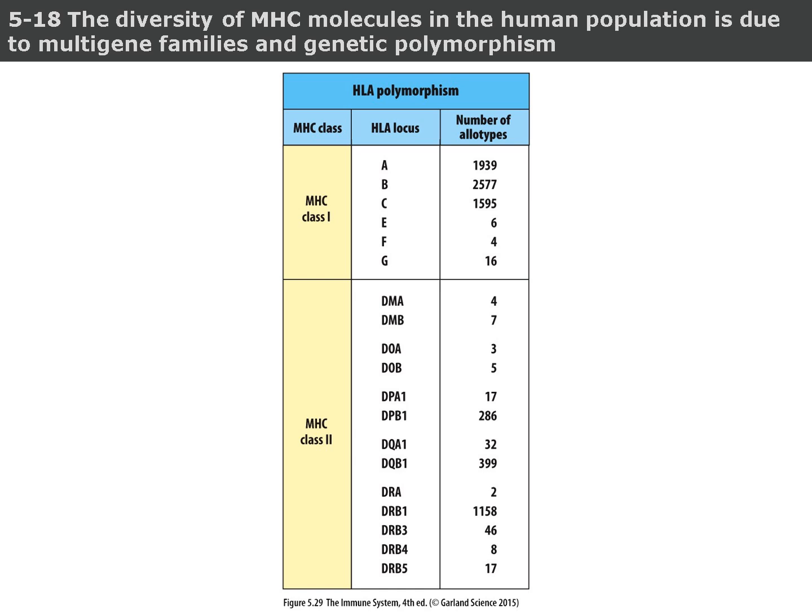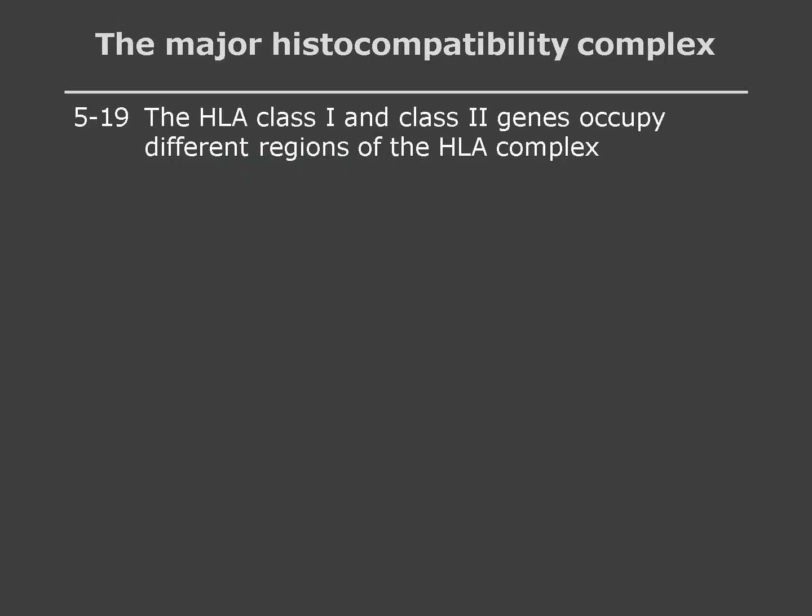Loci such as DPB1 and DQB1 are also highly polymorphic, with hundreds of different variants. DRB1 is especially diverse, with over 1,100 known allotypes. Other Class II loci like DRA and DOA have only a few variants and are more conserved. This extreme polymorphism allows for broad immune recognition across populations but presents challenges for tissue matching in transplantation. The HLA Class I and Class II genes occupy different regions of the HLA complex.